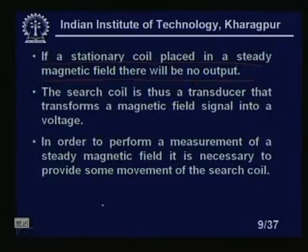Let us go back. The search coil is thus a transducer that transforms a magnetic field signal into a voltage, and in order to perform a measurement of a steady magnetic field, it is necessary to provide some movement of the search coil. That is what I am doing in figure 2, as I have shown.